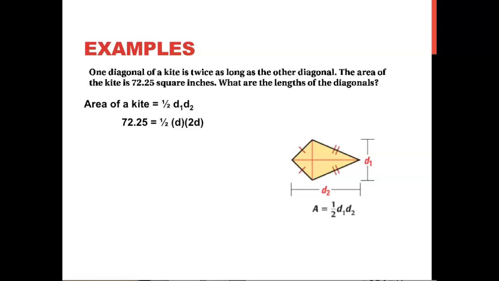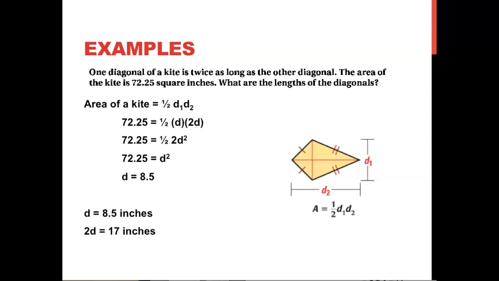Now I can simplify, and we have 1/2 times 2D squared on the right. The 1/2 and the 2 cancel. And if we were to take the square root of both sides, we end up with D equals 8.5. Now it does ask you for both diagonals, which we know are different. So one diagonal is 8.5, and the other diagonal is 2D, so that would be 2 times 8.5, and so that would be 17 inches. So the two diagonals are 8.5 inches and 17 inches.